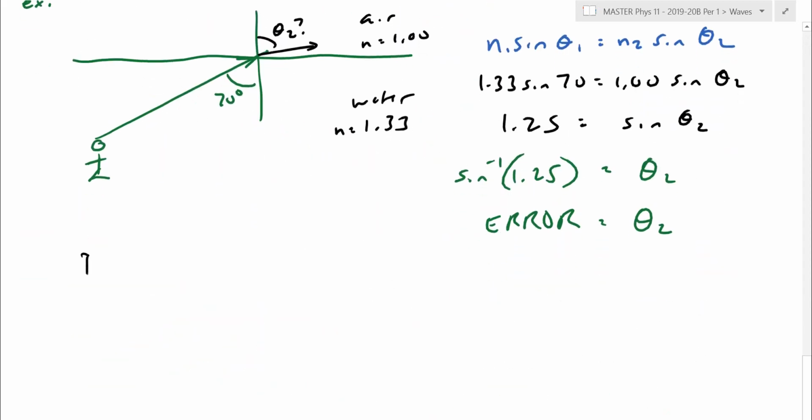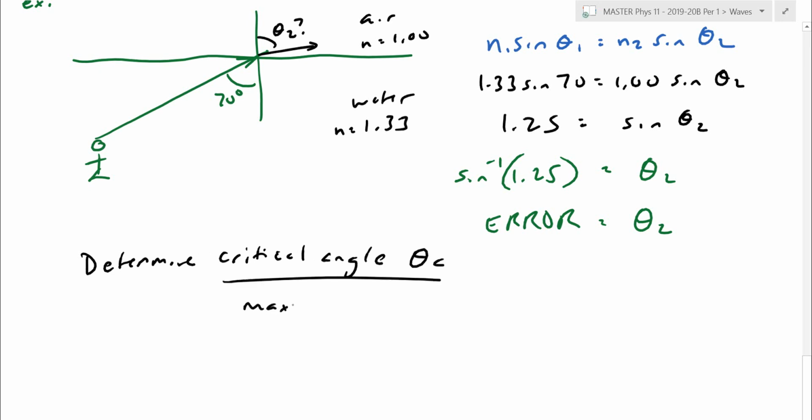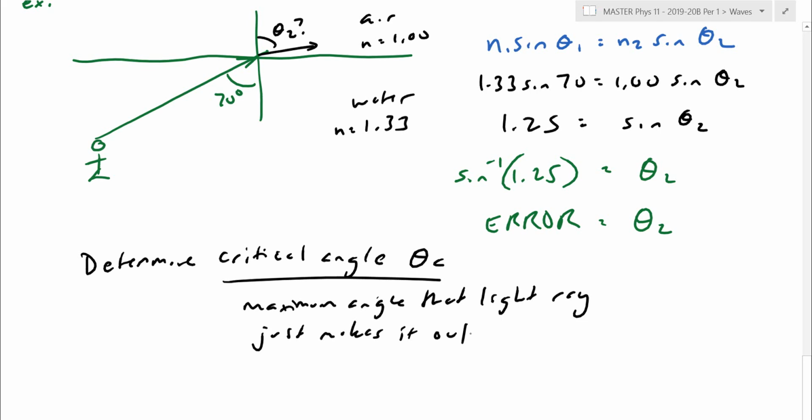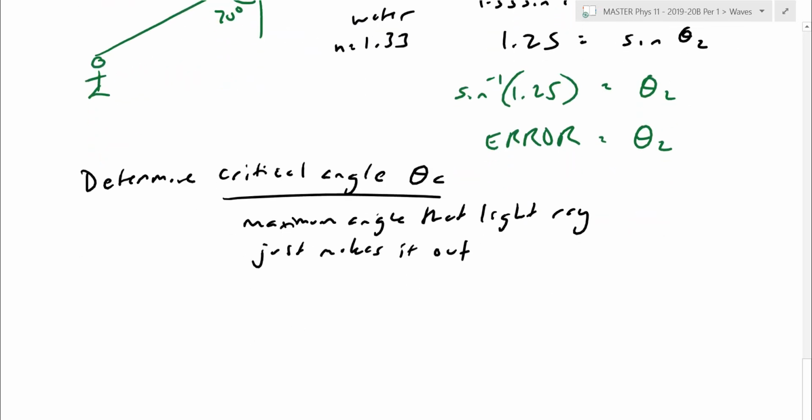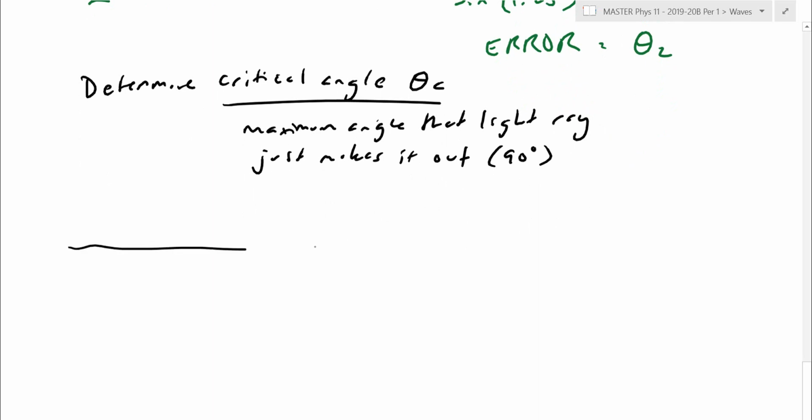So part B of the question here, I want you to determine what's referred to as the critical angle. Let me just define that here, theta c. This is the maximum angle that the light ray just makes it out. It would bend away from the normal. Basically, when it's bending 90 degrees from the normal, here's the picture that I'm looking at.